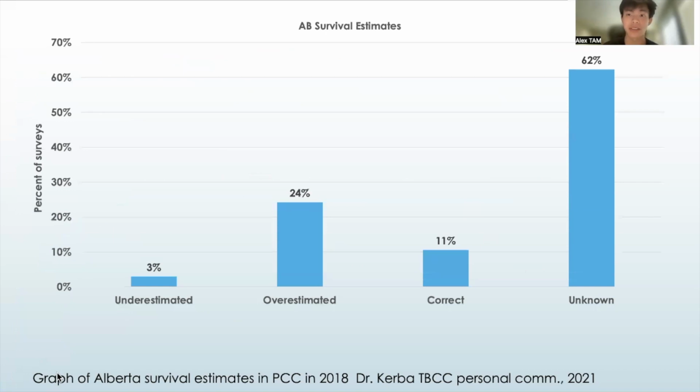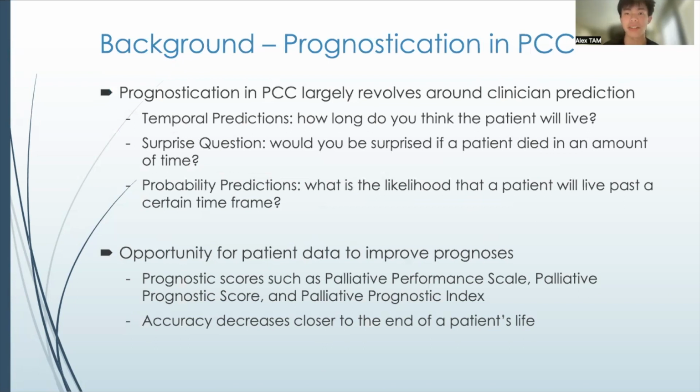This is a graph of the Alberta survival estimates within palliative cancer care. As you can see, there's a clear discrepancy between those overestimated and those correct or underestimated. This is largely due to the subjectivity of the prognostic process and that it involves a lot of clinician prediction.